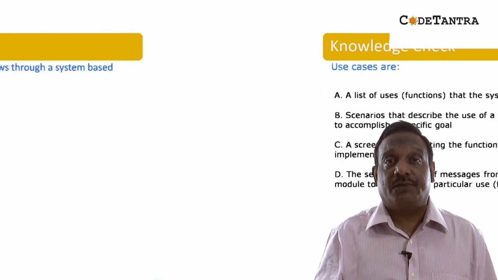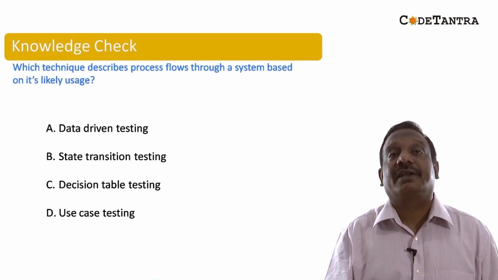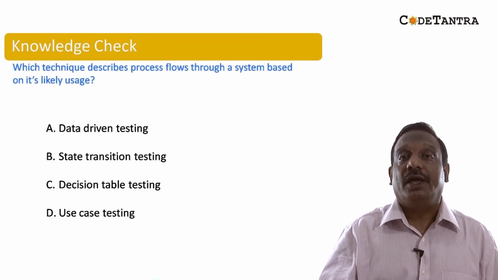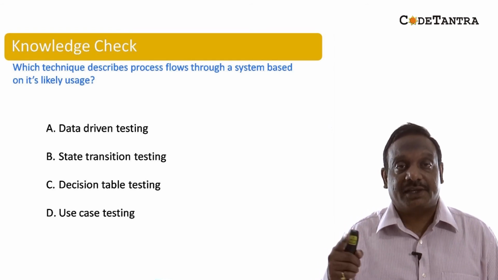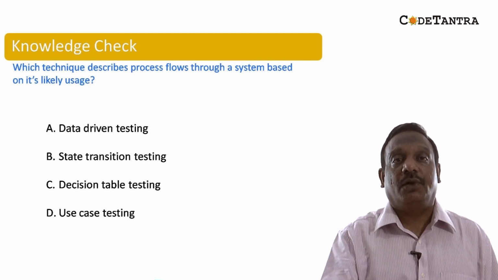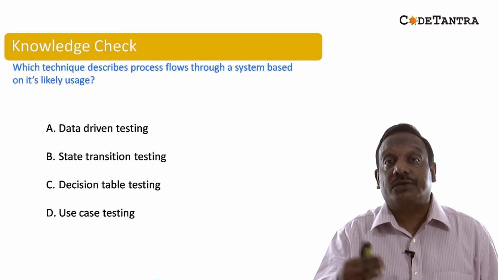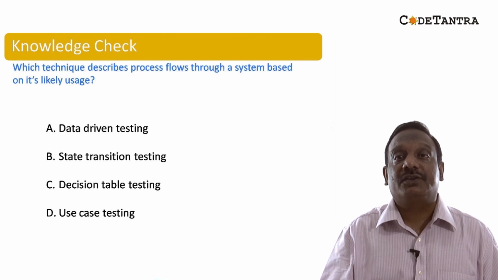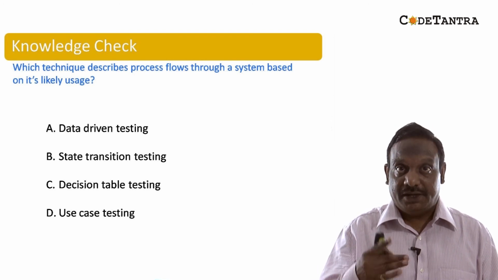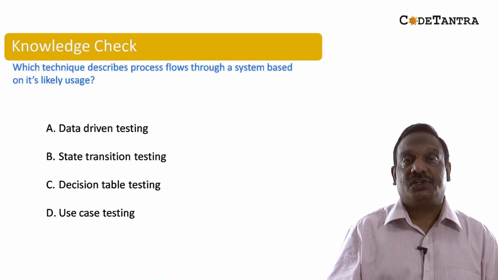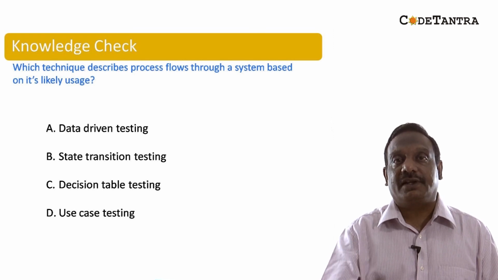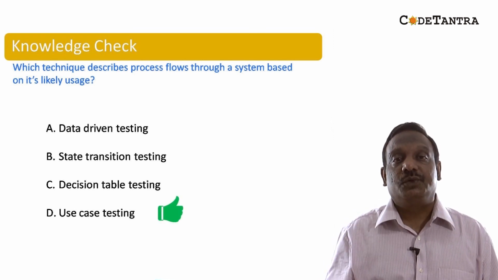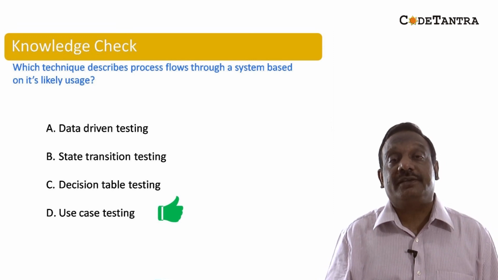The last question before we conclude: which technique describes process flows through a system based on its likely usage? A, data-driven testing. B, state transition testing. C, decision table testing. D, use case testing. Which is the right answer? Yes, you are right. Use case testing. Hope you have enjoyed this lesson.